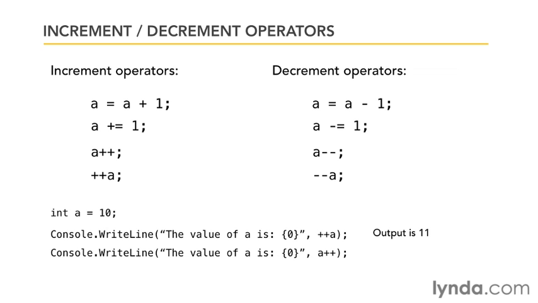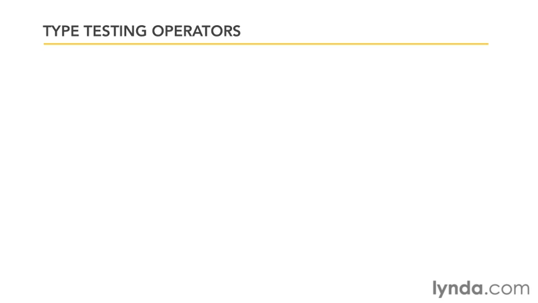If we use the postfix notation, that increment would get done after the substitution took place. So in that case, the output would be 10, even though a would then be incremented and would be equal to 11. So that's the main difference between prefix and postfix increment. There's also type testing operators. There's the is operator and the as operator.